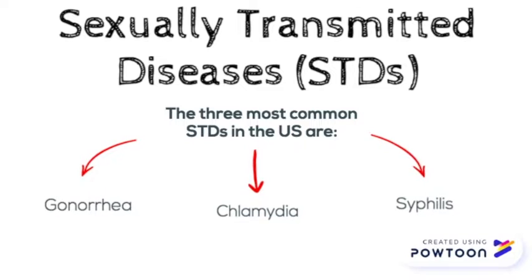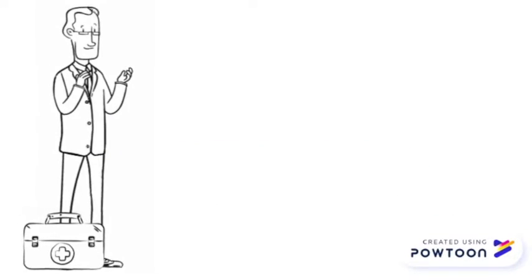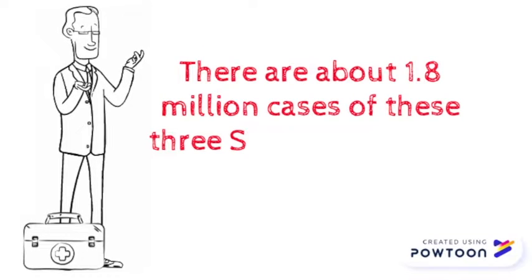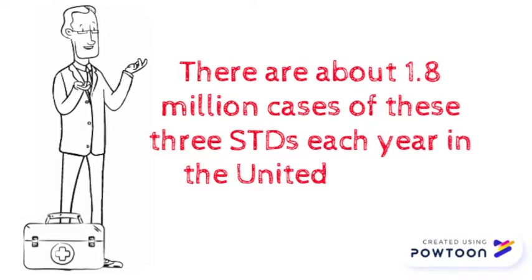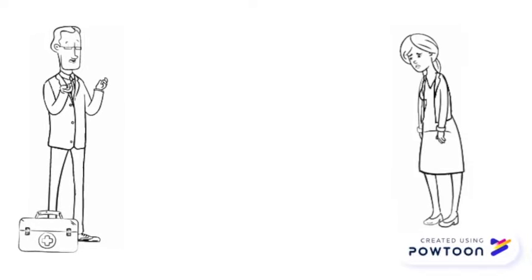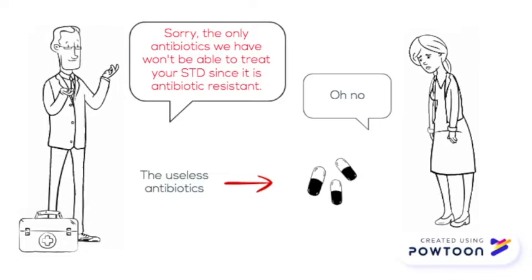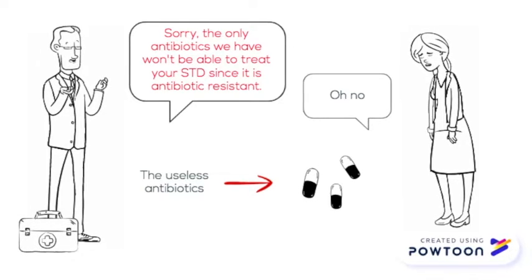Sexually transmitted diseases are serious illnesses that require treatment. The most common STDs are the bacterial infections gonorrhea, chlamydia, and syphilis. There are about 1.8 million cases of these three STDs each year in the United States. Soon, many sexually transmitted diseases will be difficult to treat because they are resistant to many kinds of antibiotics.